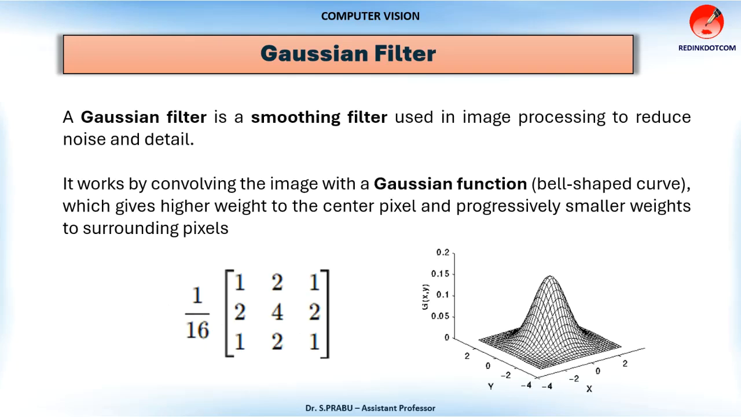First, let's understand the meaning of the Gaussian filter. The Gaussian function is a bell-shaped curve. That means the center point has the highest value. So the kernel can be designed like this. The corner values are low and the middle values are high. So this is the common kernel for the Gaussian filter.